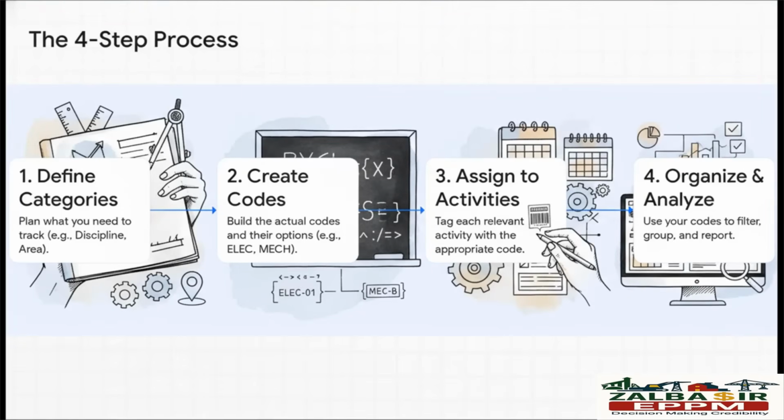First, you define your categories, and you really want to think ahead about what you'll need to track. Second, you create the actual codes and their values. Third, you go through and assign those codes to all your activities. And finally, this is the payoff. You get to organize and analyze your schedule with your brand new super tags.